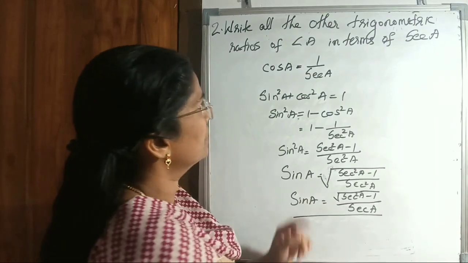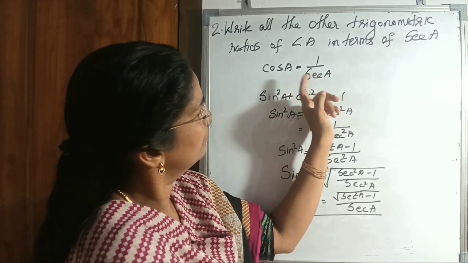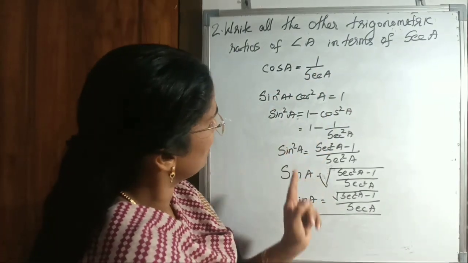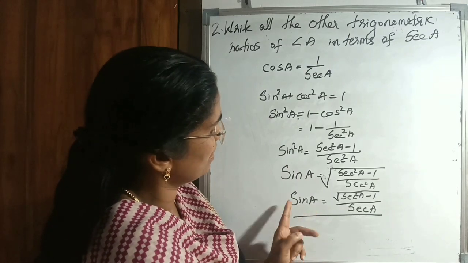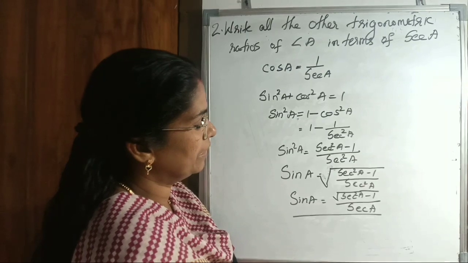Okay. So first we will study that cos a is equal to 1 by sec a. Here nothing changed. Directly we are writing in terms of sec a, and the second one we are finding sin a. Sin a is equal to root of sec square a minus 1 divided by sec a.